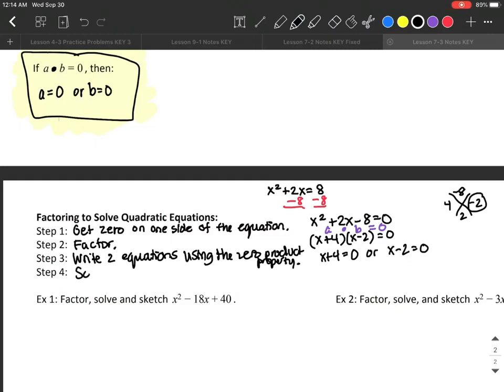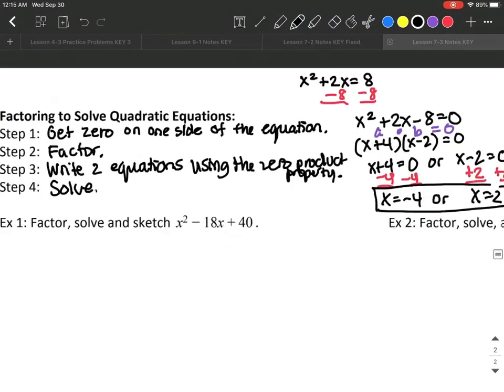Last step, as always, solve those equations that you wrote. So I'm going to subtract 4 on both sides here, add 2 on both sides here, and I get that x is equal to -4 or x is equal to 2. And that's my answer. All right, so let's apply this to a different example.